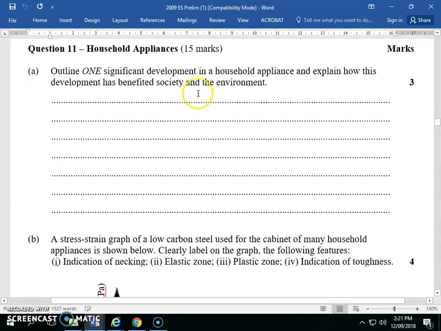Outline one development in household appliances. Now, we didn't focus heaps on household appliances. We've discussed this previously. But let's just say, for instance, you're more likely to get questions on, say, lawnmowers. If I was to ask you the same question with lawnmowers: what's an innovation or a development, a historical innovation in lawnmowers? Petrol power? Yep, great. That's one development. Okay. How did it benefit society? Efficiency, yeah. It meant that younger children and women were more likely to be able to mow lawns because it required less physical strength. Okay, how did it affect the environment?